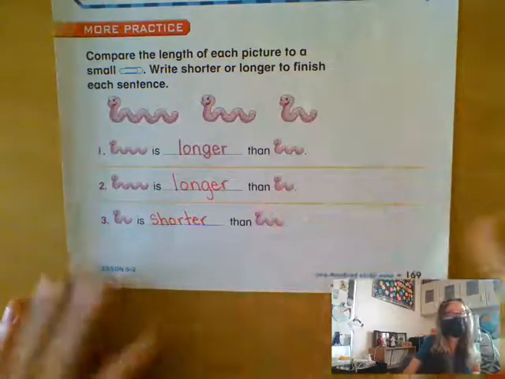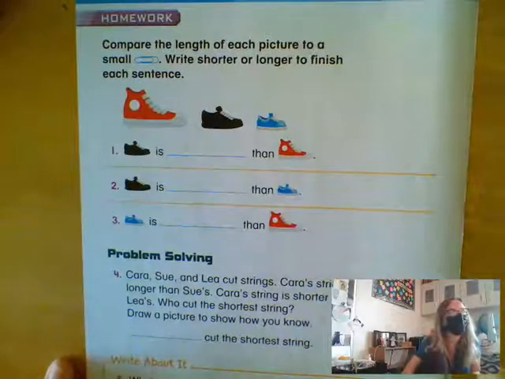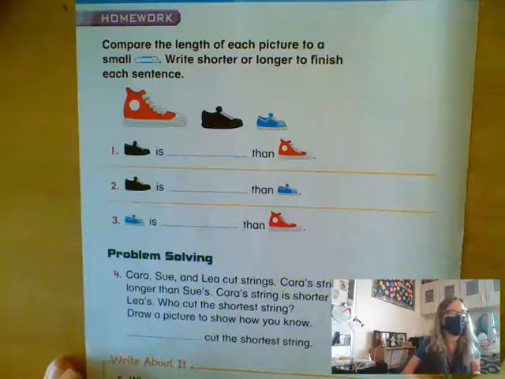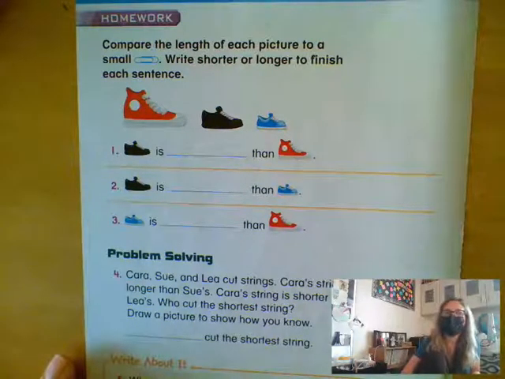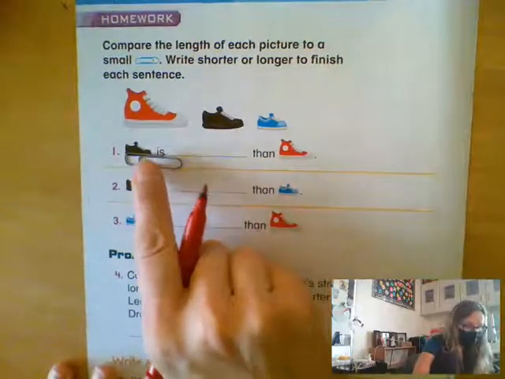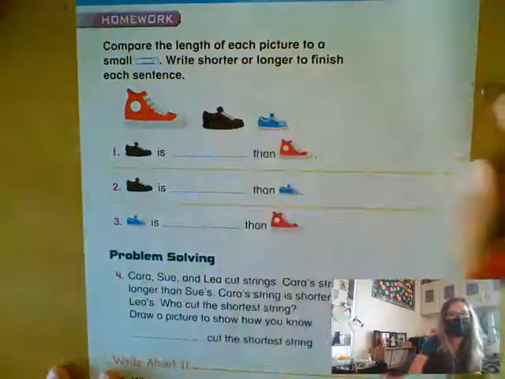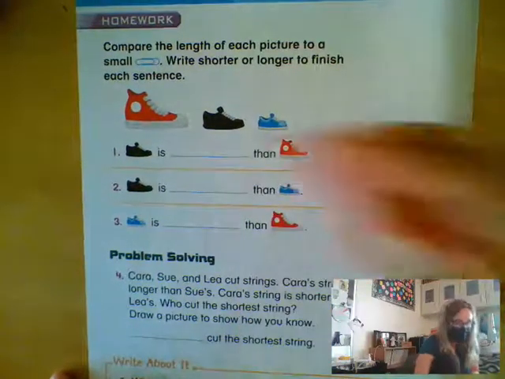And when you're finished writing it, turn it over. We made it to the last page of our math lesson today. Compare the length of each picture to a small paper clip. Write shorter or longer to finish each sentence. Is our black tennis shoe shorter or longer than our red tennis shoe? Beckett? Shorter. Good job.